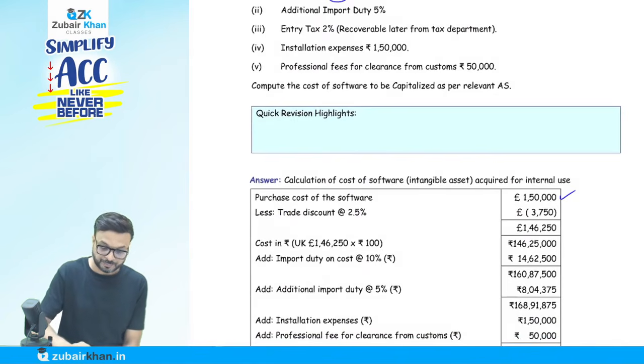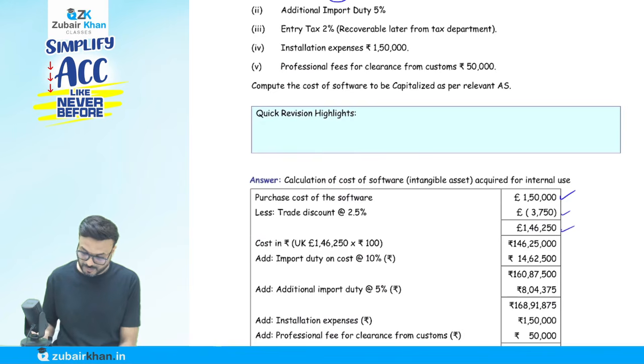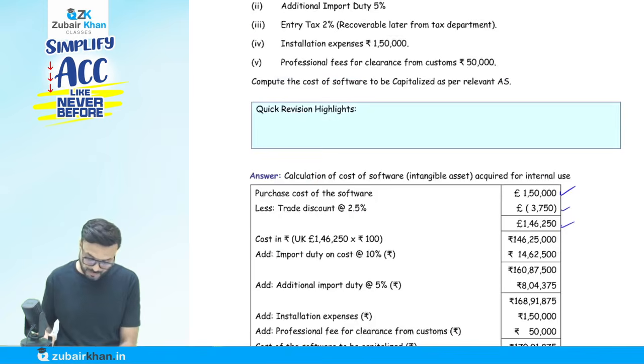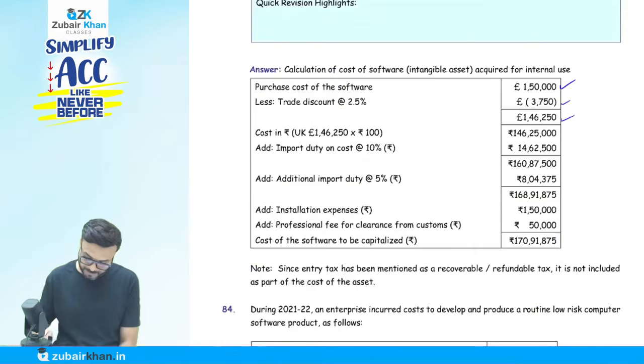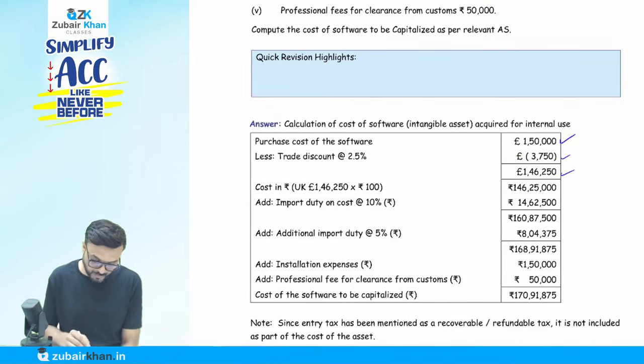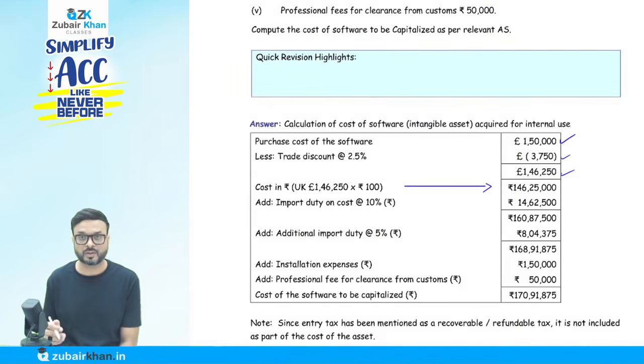So 1,50,000 multiplied by 2.5%, that is coming 3,750. This is the value. Now import duty is how much? 10%. Now they convert into rupees, so we multiply the pounds by rupees, that is 100. That is coming in rupees. Now 10% is the import duty, so we add the 10%, and this value comes.